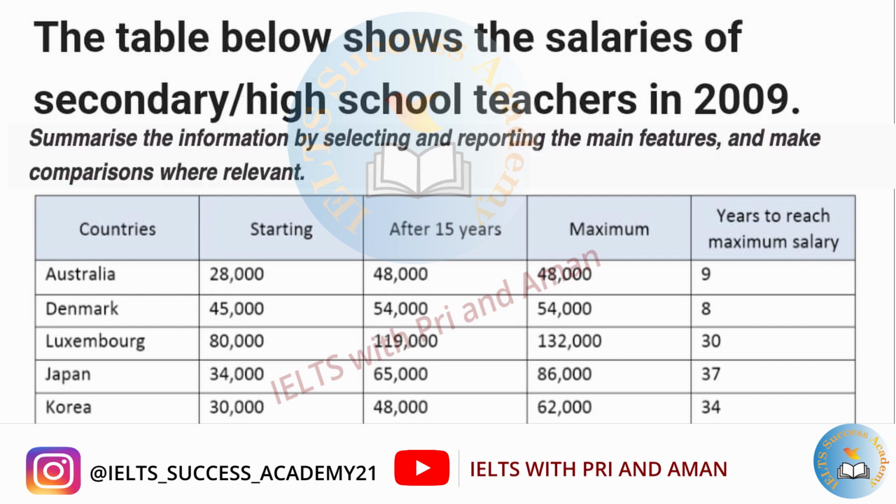So in the table, as you can see, there are 5 nations: Australia, Denmark, Luxembourg, Japan and Korea. The starting salaries of the educators, what this salary was after 15 years, the maximum salary, and years to reach the maximum salary. So let's begin.